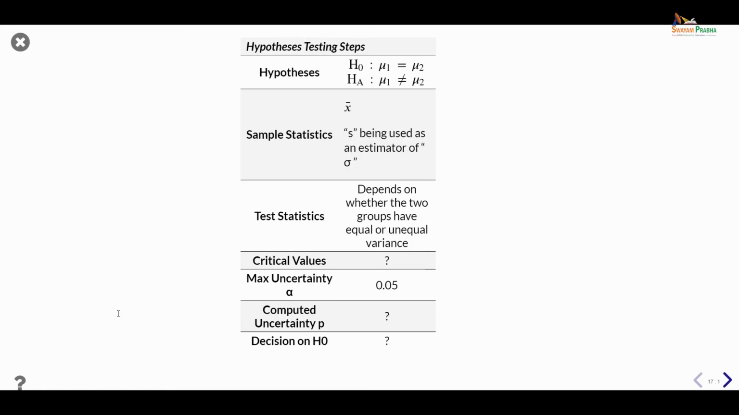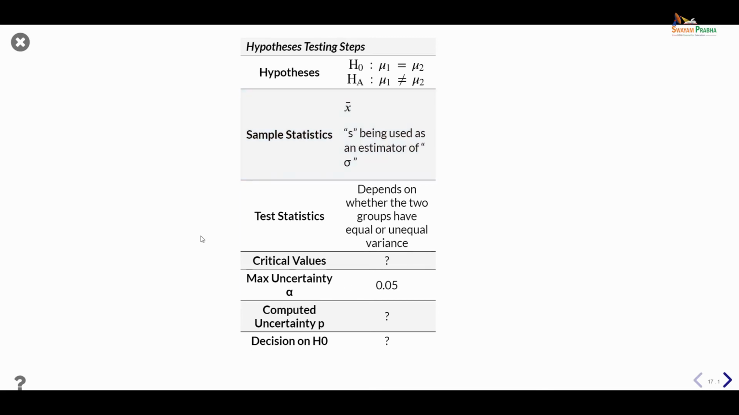We have the hypothesis testing steps listed here. Your hypothesis is going to be mu1 equal to mu2 against mu1 not equal to mu2. Mu1 and mu2 are the means from both these groups, one is 30 to 60,000 and the other is 70 to 90,000. The sample statistic is going to be x bar, because we need to compute the average price across both these groups, and instead of the population deviation, since we've been given a sample, we are going to use the sample standard deviation.